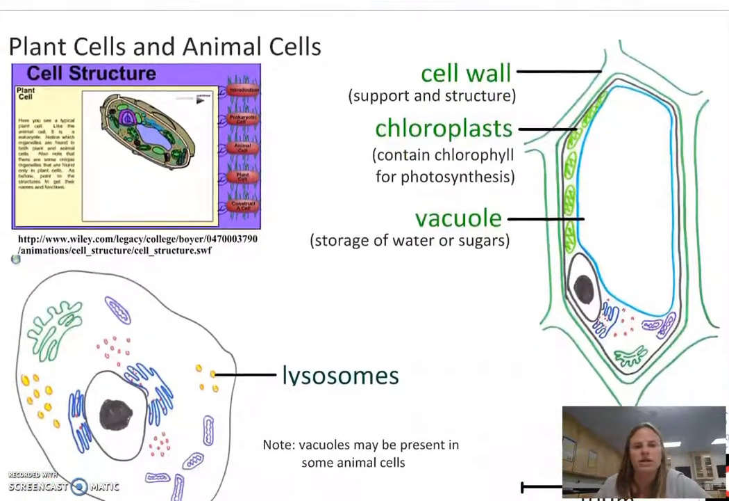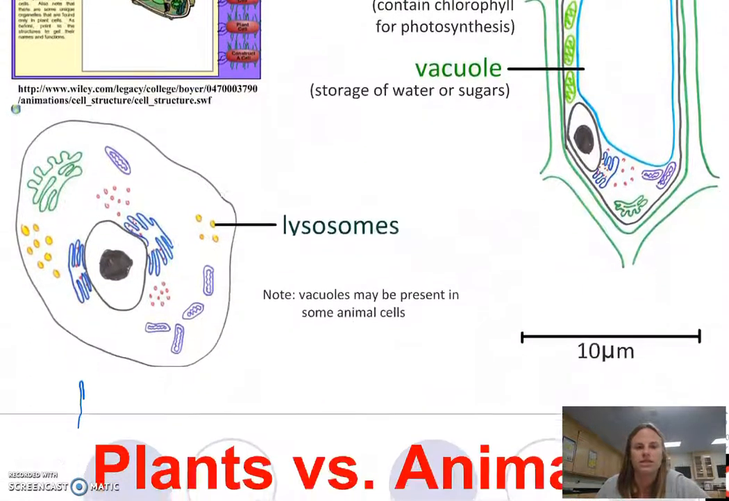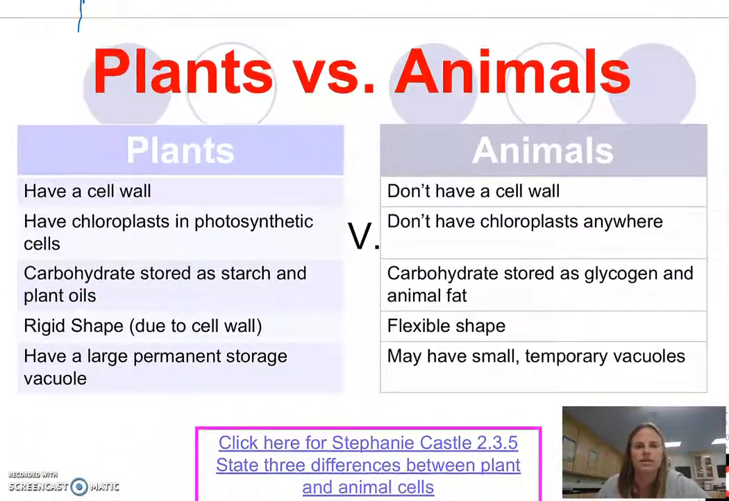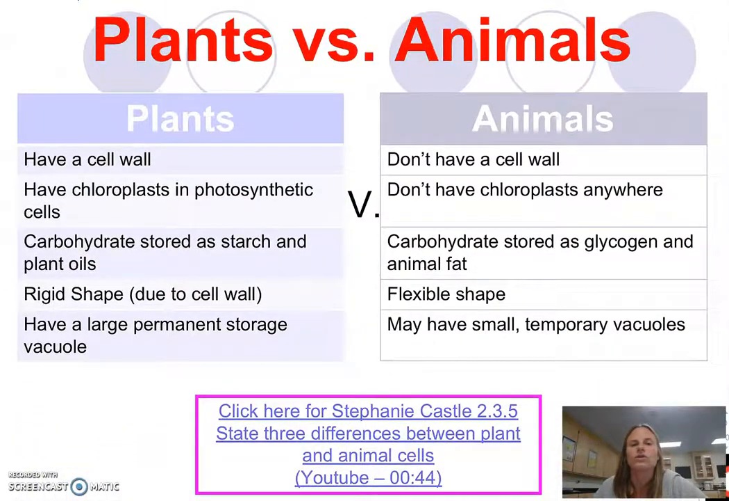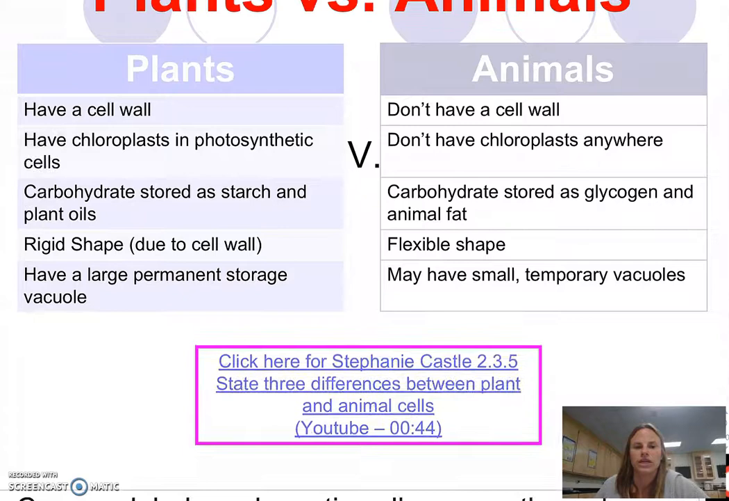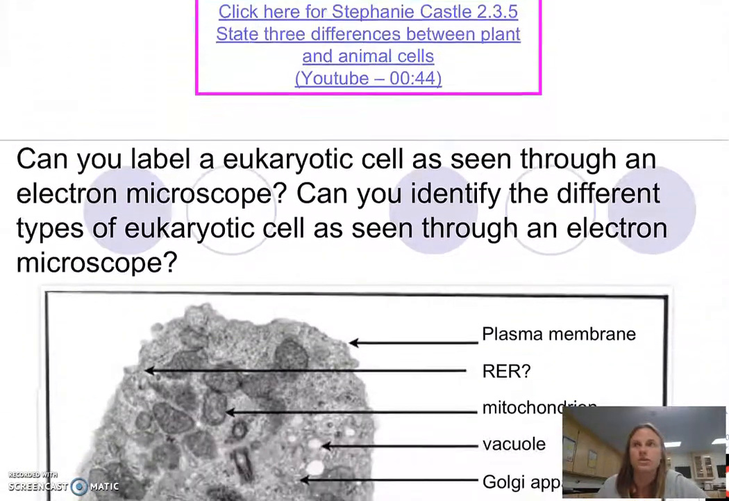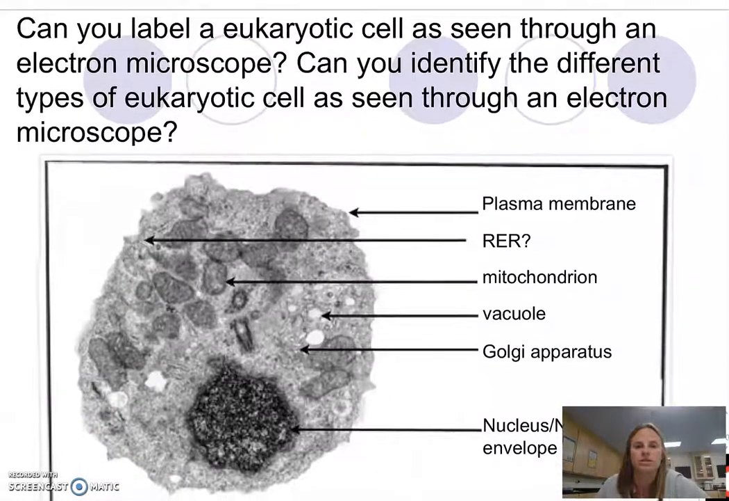So here is another general picture showing some differences, distinguishing features between plant cells and animal cells. And here is an overall chart showing some differences. If you click here, you can watch a Stephanie Castle video about the differences between plant and animal cells.